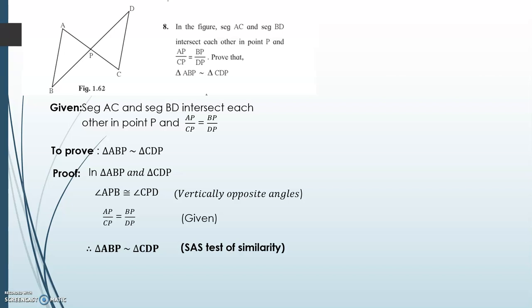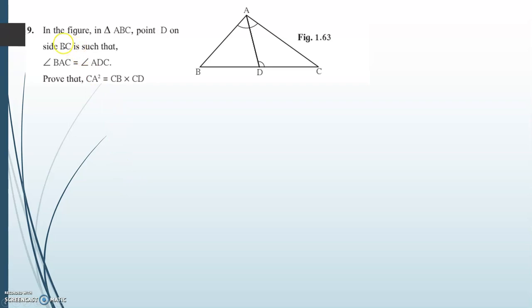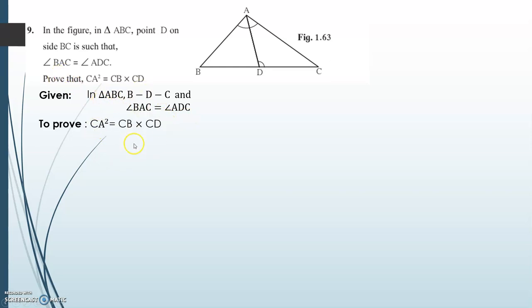Let's move on to the next one, which is the last one. In the figure, in triangle ABC, point D is on side BC such that angle BAC is equal to angle ADC. Prove that CA square is equal to CB into CD. My dear children, what has to be proved? CA square is equal to CB into CD. So let's write first the given. Yes, point D is on side BC, so I'll write it as B-D-C. In triangle ABC, B-D-C and angle BAC equal to angle ADC as it is given. To prove is CA square is equal to CB into CD.